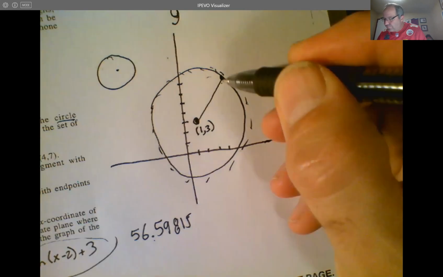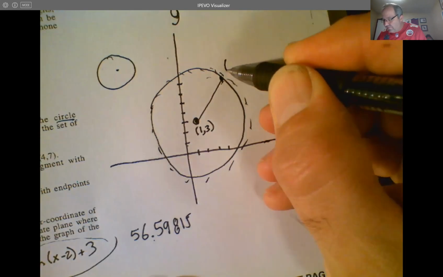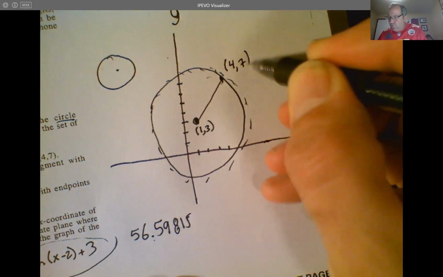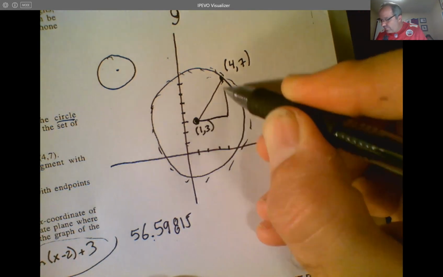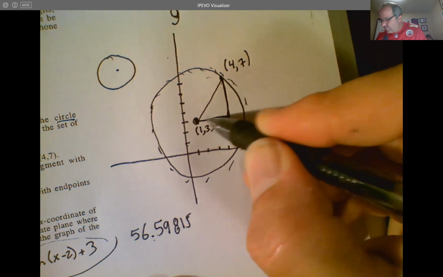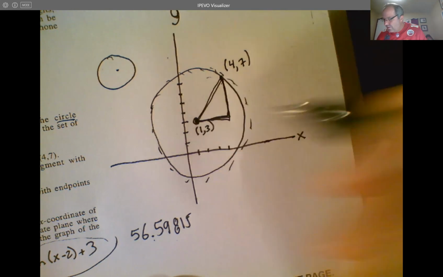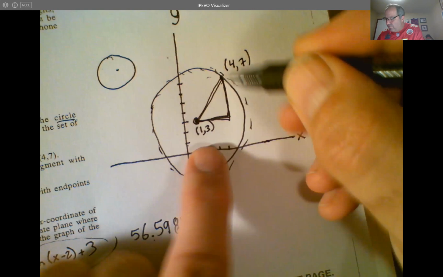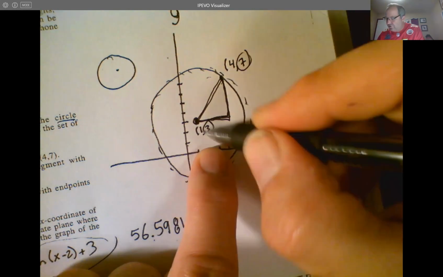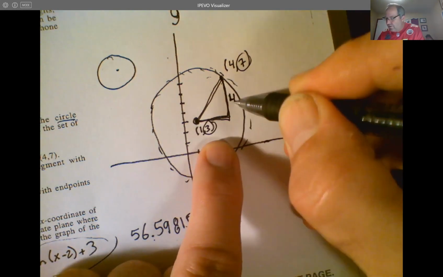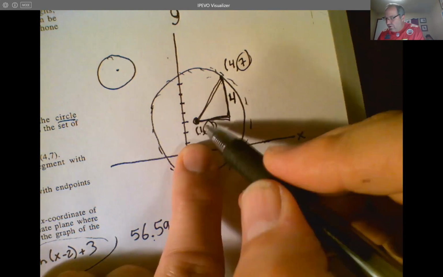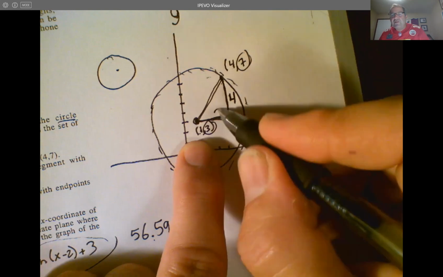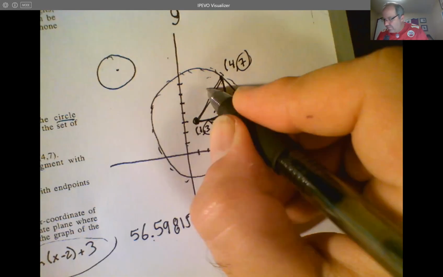What if we did this? This point here again is at 4, 7. What if we were to draw a right triangle here? The height of the triangle would be the difference in the y values, which is 4. The length of it would be the difference in the x values, which goes from 1 to 4, which is 3. Do you see the 3, 4, 5 triple?